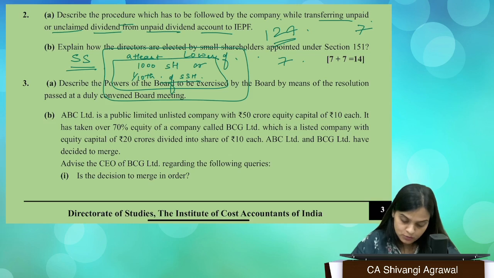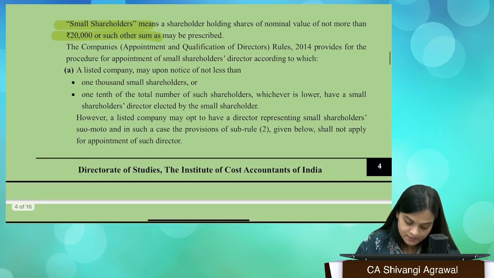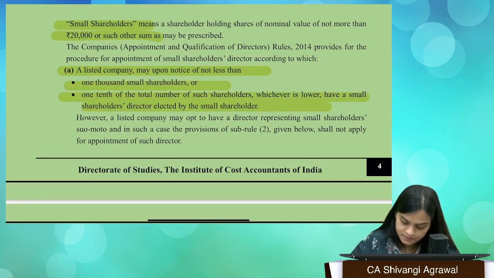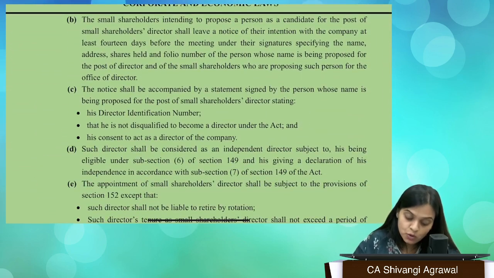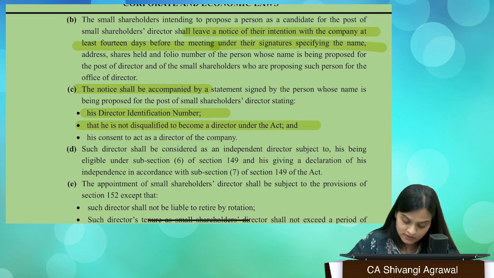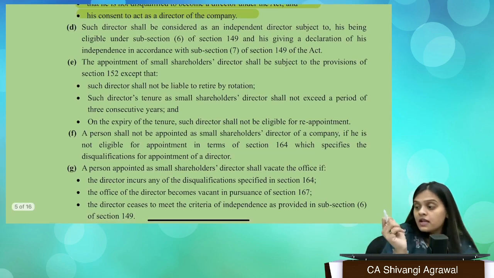ठीक है, तो मैं यहाँ दिखाती जाती हूँ आपको. First is who are small shareholders. The second is this one. Okay, very important points जो मैं कह रही हूँ आपको. The third is notice. So notice of their intention with the company at least 14 days before the meeting. Fine. Then notice shall be accompanied by, जैसे मैंने आपको बताया, DIN that he's not disqualified, his consent, everything, right?